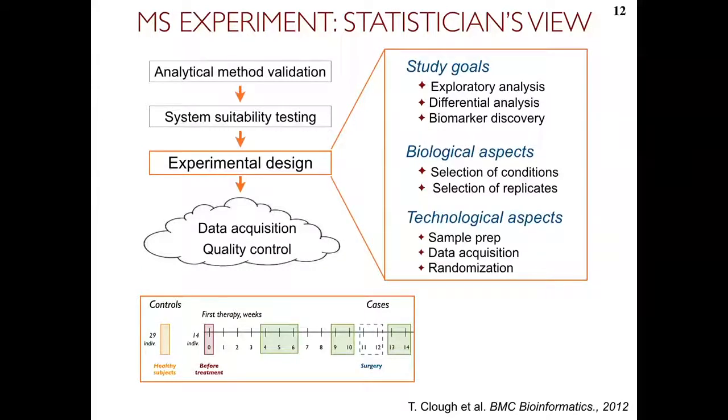So this is another example, also from an older collaboration. This was a study of osteosarcoma, a childhood bone cancer, and our collaborators had 29 control subjects at a single time point, and then they had 14 subjects with the disease, and they actually had temporal measurements for the subjects. They had before treatment, at different time points of chemotherapy, before surgery, chemotherapy after surgery, and then they also had some time points much later as a follow-up.